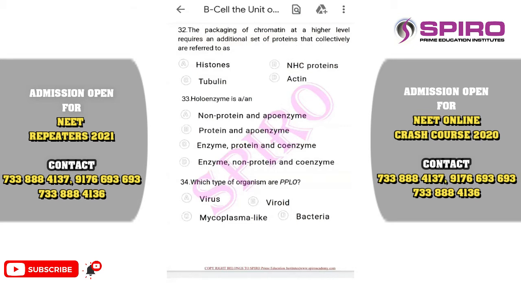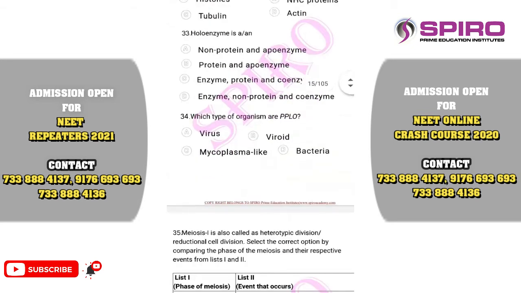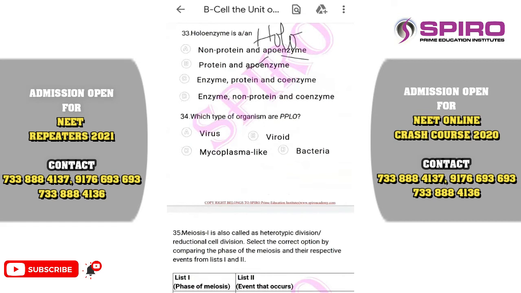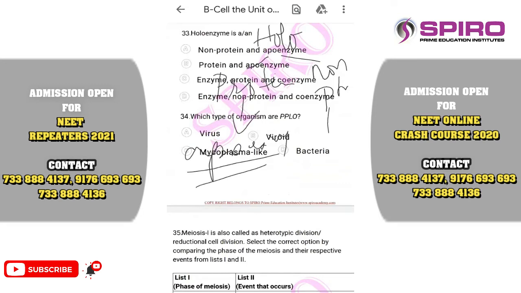Proceeding to the next question, number 33: holoenzyme is an. Dear students, a holoenzyme is a whole enzyme, a full enzyme. It is going to have both the protein part and the non-protein part. The protein part is called the apoenzyme. Apoenzyme is nothing but the protein part of the enzyme, whereas the non-protein part is the cofactor.